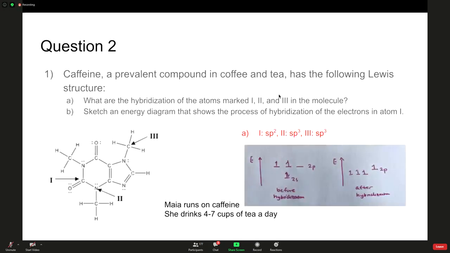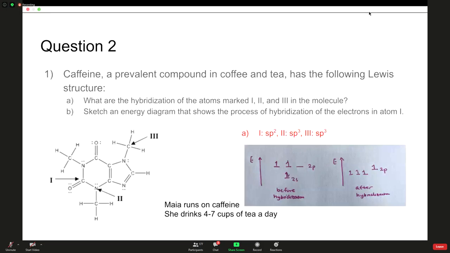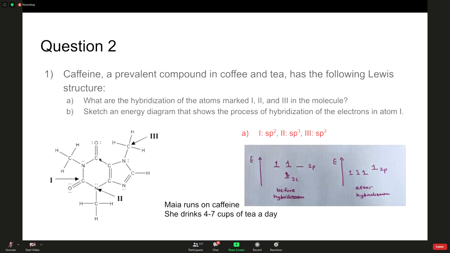Nice, exactly. So just kind of like putting a picture to those words. So you have originally your 2s and your 2p, my fancy drawing skills. So you have for this one, which would be, I think, the atom one, right? So we know it's a carbon, so we'll have four electrons, so two in the 2s, two in the 2p, unpaired right here.